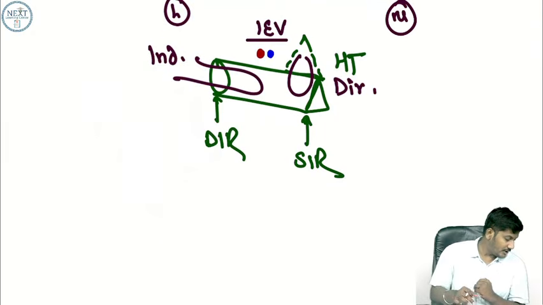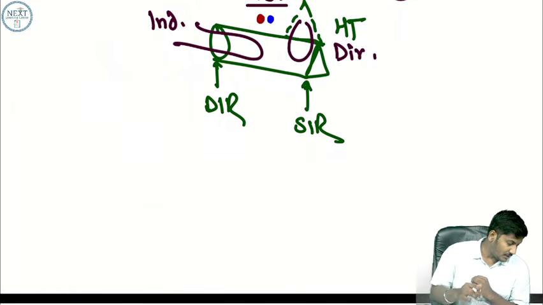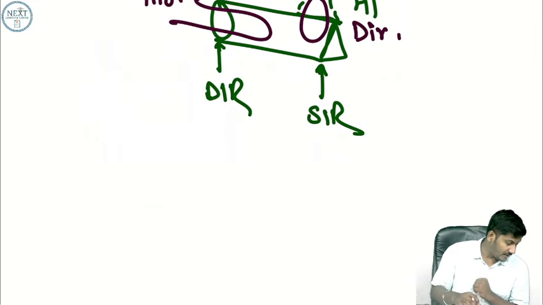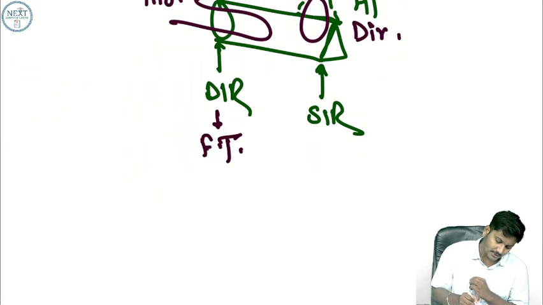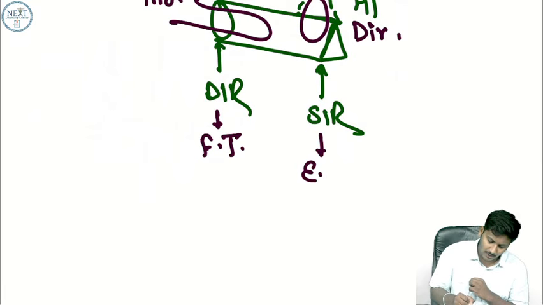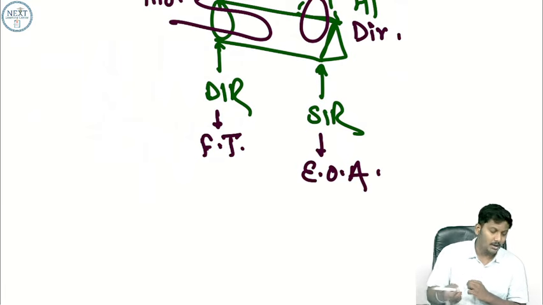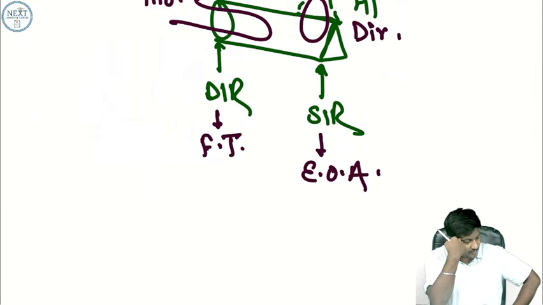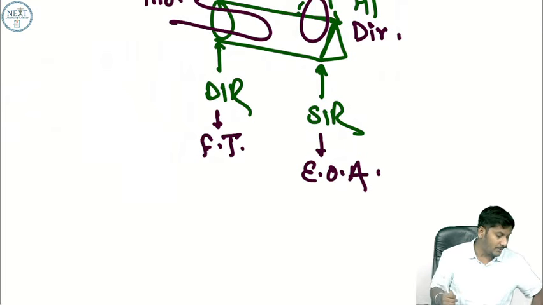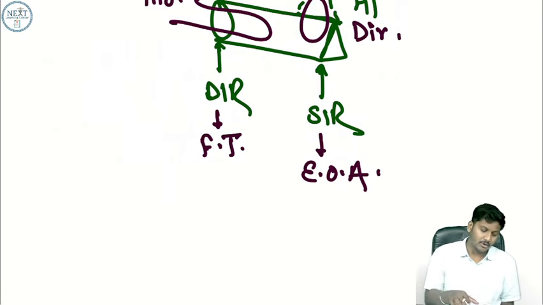Great. So please remember, the deep inguinal ring is opening in the fascia transversalis, whereas the superficial inguinal ring is opening in the external oblique aponeurosis. Very good. That is what is important to remember.